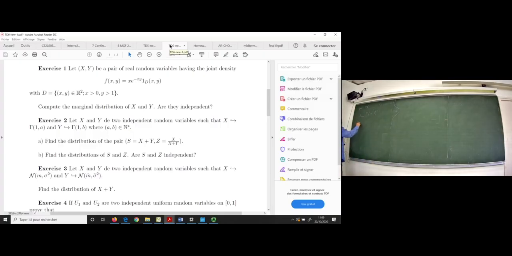And I take for Y a gamma b1. And in fact, my job is to transform these two random variables into a new pair defined this way. I take for S the sum, and I take for Z what? X over X plus Y.